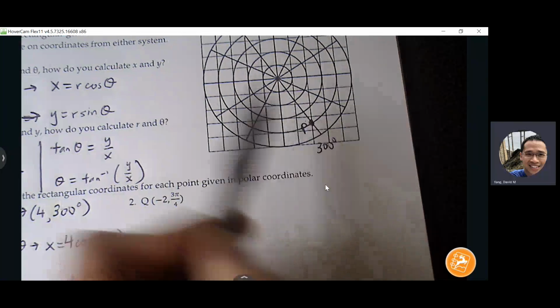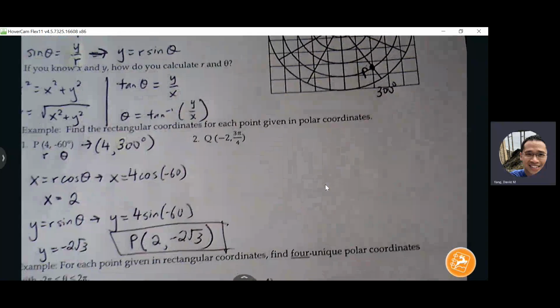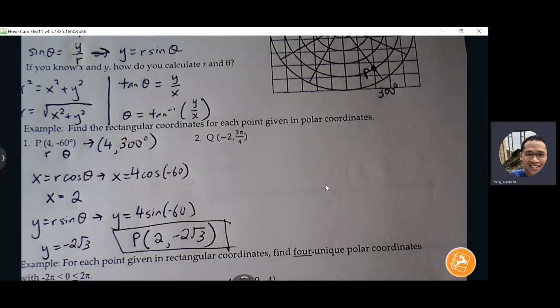So we can arrive at the same point, either in polar or rectangular form. It will take you to the same location. They're just getting to the location using a different set of information.